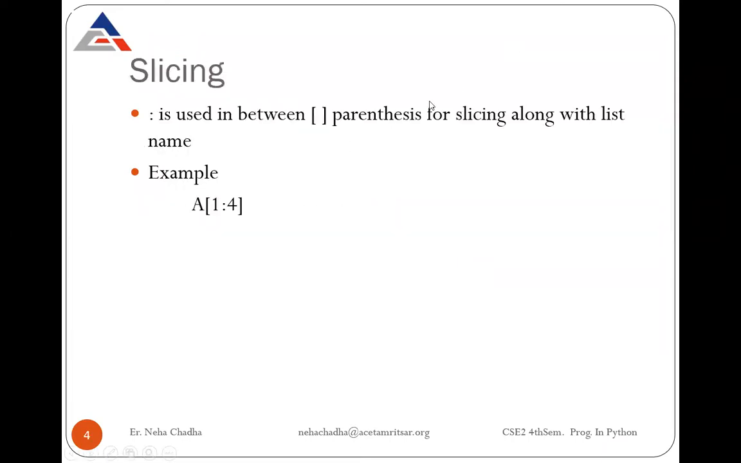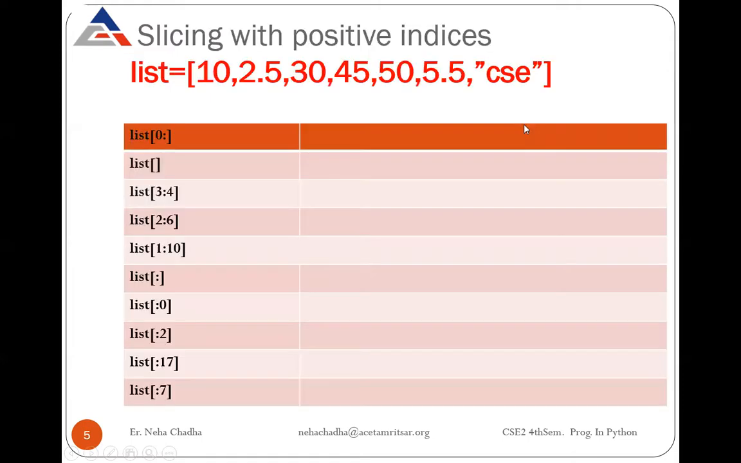Then comes slicing. This is a very interesting part of your syllabus. A colon sign is used between the square brackets for slicing along with the list name. If I consider any example, let's take the list name as A, and I have to give one upper value and one lower value. Where I have to start, that is the index value: from which index I have to start and from which index I have to stop. Okay, this is your slicing. Here is some example that we will cover.